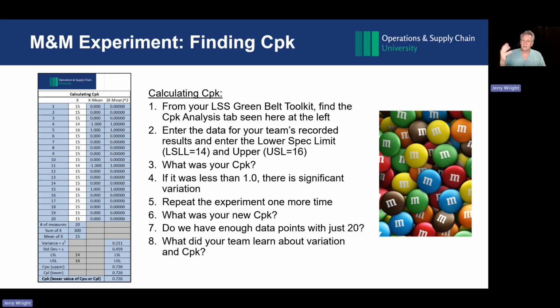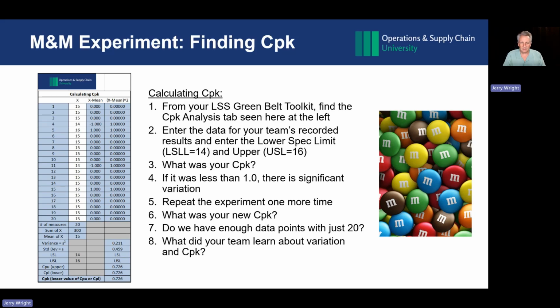If you have 13s or you have 20s, put them in there and then calculate your CPK. If it's less than 1, like it is in this example, it was 0.726, then you have significant variation. Repeat it one more time, and what was your new CPK?